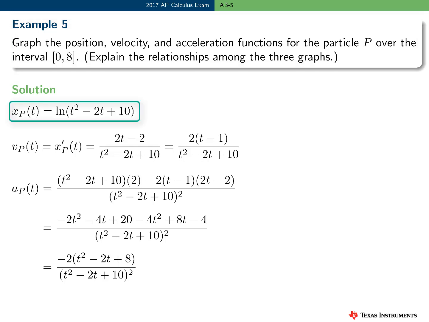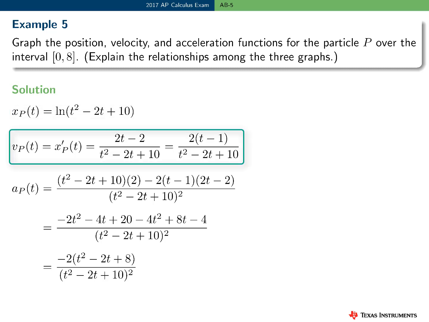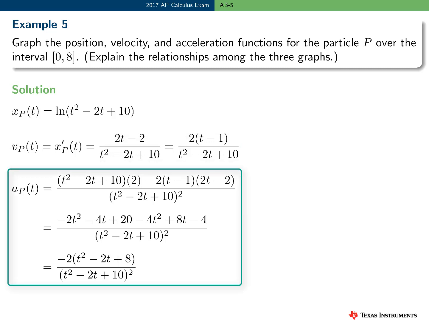If I start to solve this problem by hand, I'm given the position function for particle p. And in part A, I found the velocity function for particle p by taking the derivative of a natural log function and using the chain rule. To find the acceleration function, I need the derivative of the velocity function. And here that means I need to use the quotient rule.